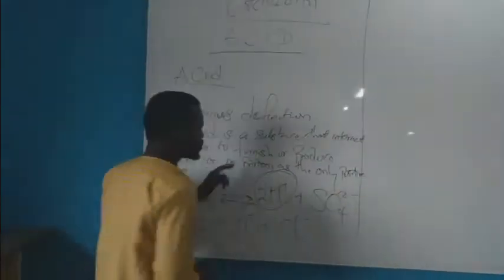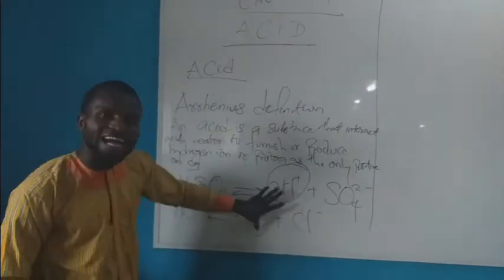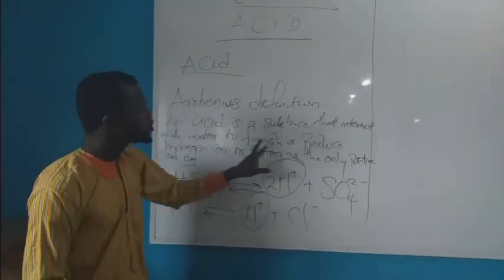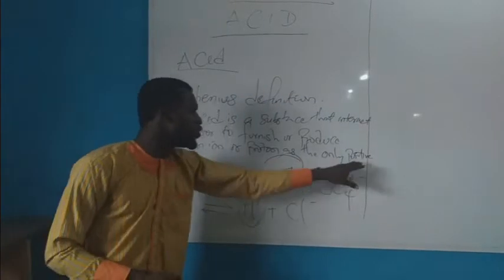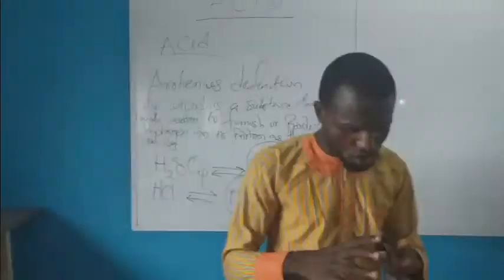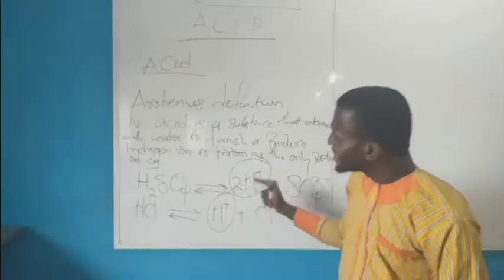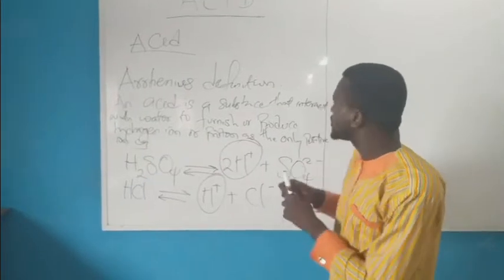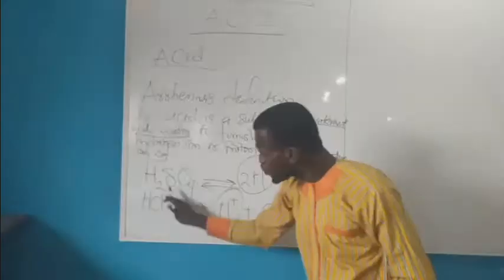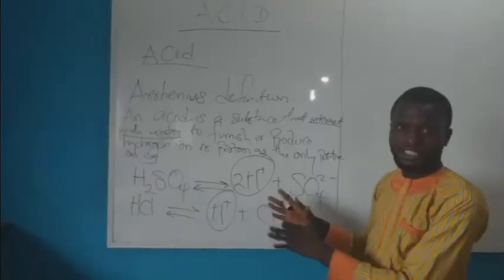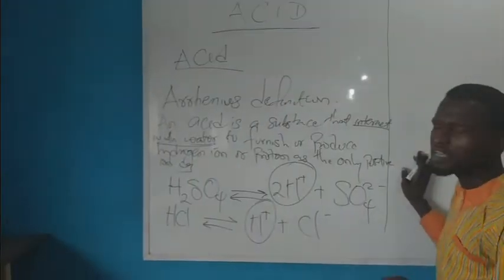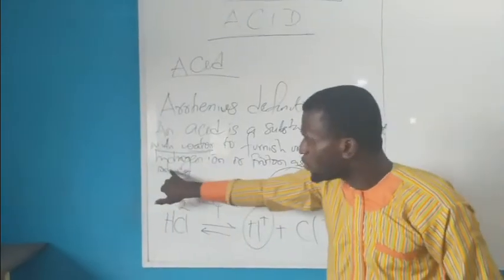That is the reason the definition only embodies hydrogen ion, in that an acid is a substance that interacts with water to furnish or produce hydrogen ion or proton as the only positive ion. However, in the light of new discovery, it was realized that in the definition, Arrhenius stated interaction with water, but in his equation, water is not embodied, which shows that there is a defect with his equation. And of course, there is a defect associated with the definition.